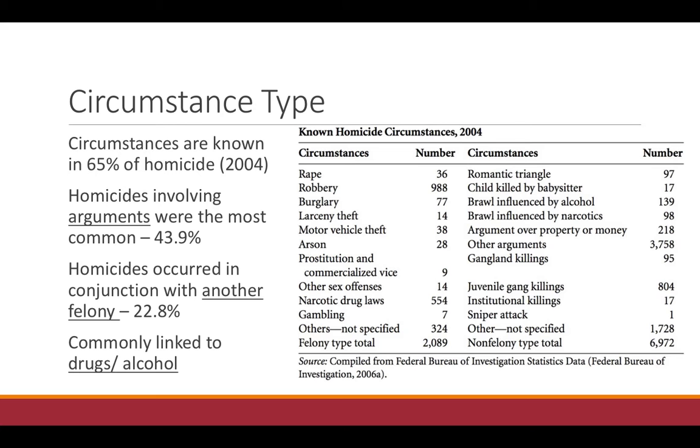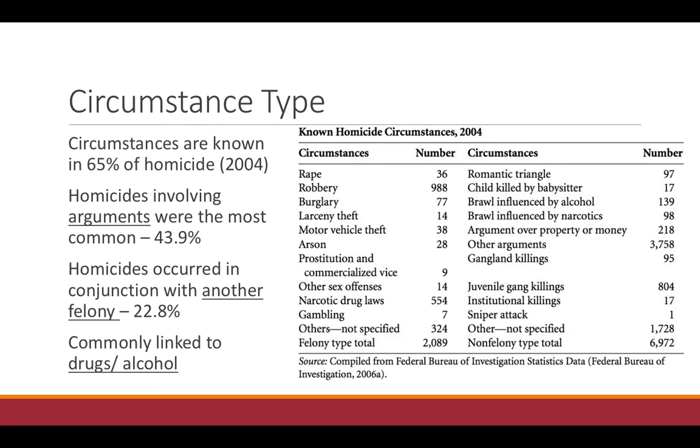So some other information we happen to know about homicides is what were the circumstances under which the homicide occurred. And we only know the circumstances in about 65% of homicides. So we can't necessarily take this information and assume it applies to all homicides because 35% of homicides, we don't know this information. But the most common is a homicide involving an argument. The next most common is homicides occurring in conjunction with another felony. So someone is in the process of committing a felony and a homicide occurs. And it's also pretty commonly linked to drugs or alcohol.